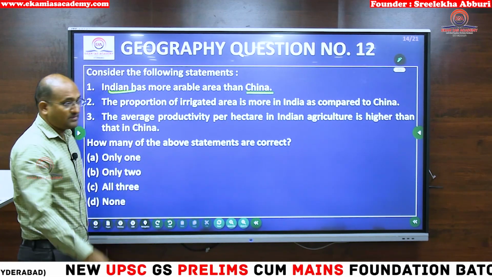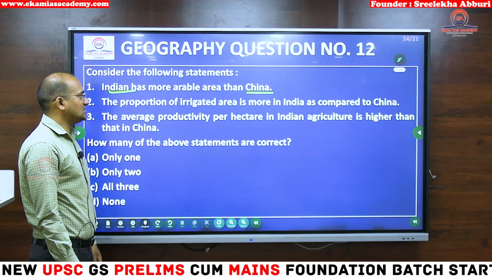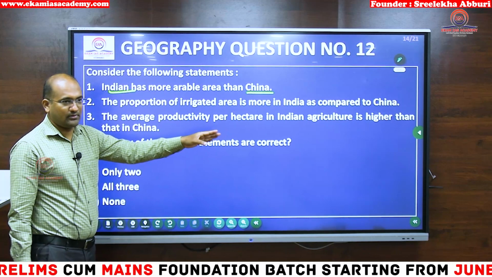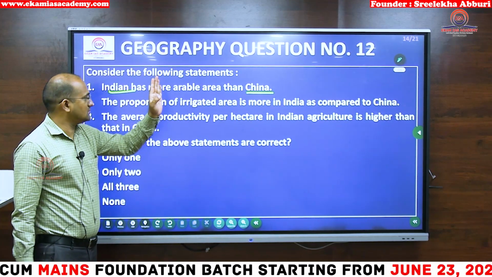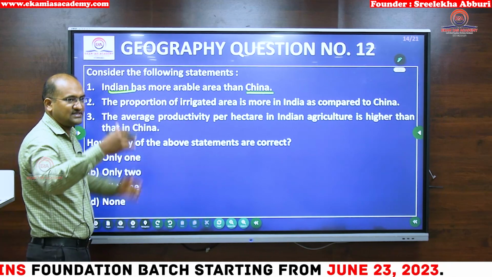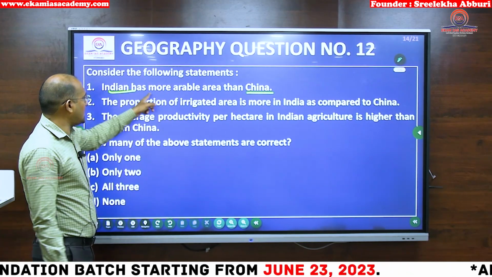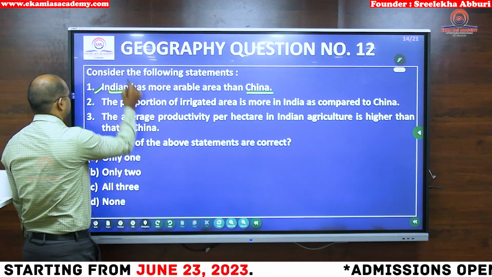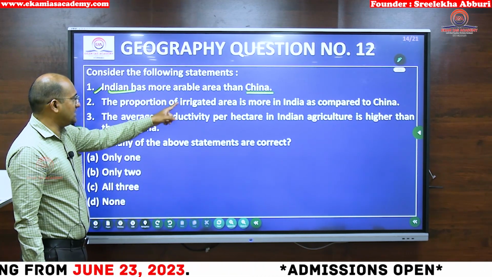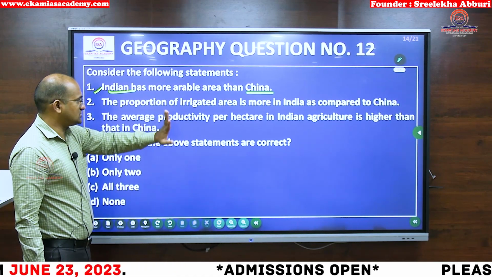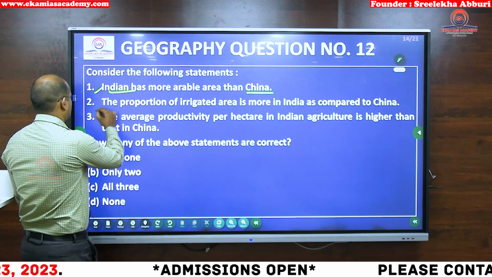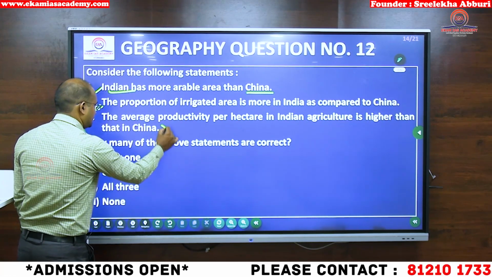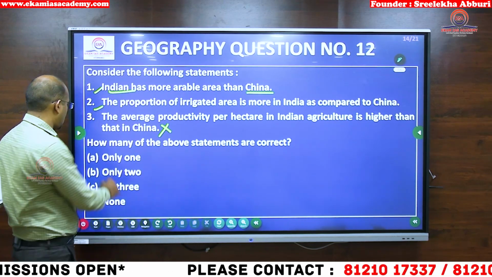Okay. So, there are many debates in newspapers whether India can become like China, should India become like China, a superpower, can India become a superpower like China. These are all the various things that go in newspapers. So, India has more arable area than China, true. The proportion of irrigated area is more in India as compared to China, that is also true, but the productivity is less. So, this is false. So, 1 and 2, the answer will be only 2.